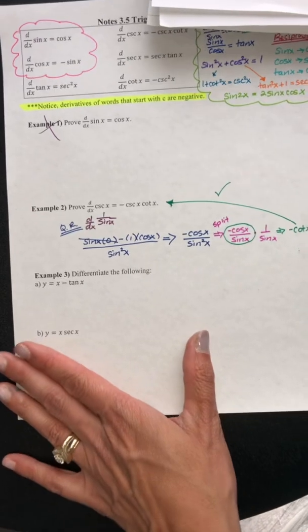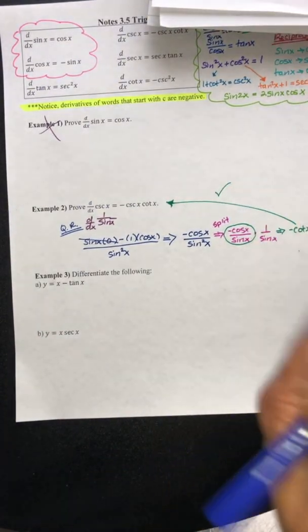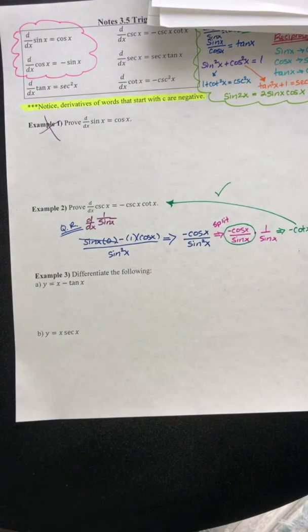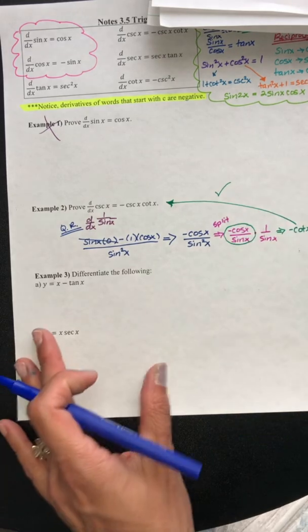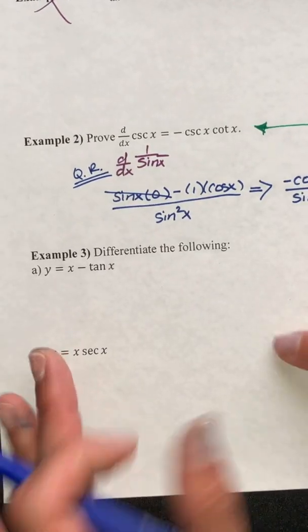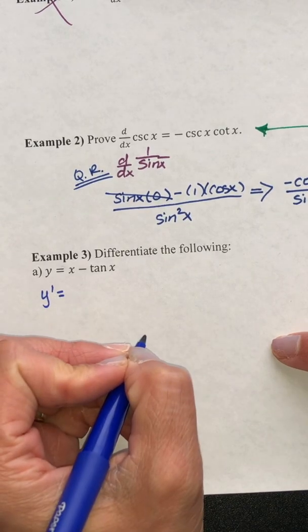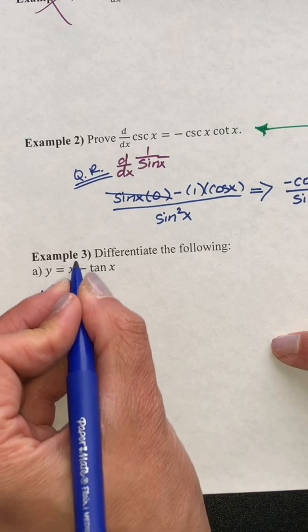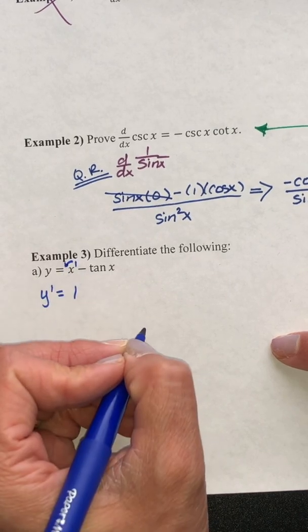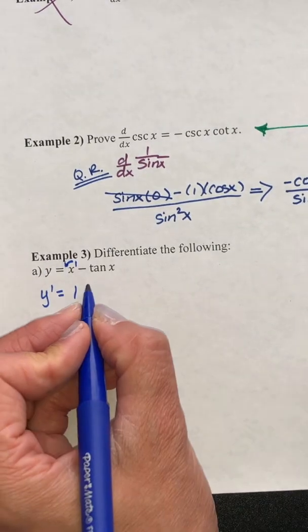Okay. Example 3, it says differentiate the following. So anytime we see the word differentiate, that means we've got to take a derivative. So we're going to take the derivative of this. All right, so let's try it out. So the derivative, y prime equals, well, the derivative of x is just a 1. Just remember that exponent is 1 and we drop it in the front. And then 1 minus 1 is 0. Anything to the 0 power is 1, so it's just 1.